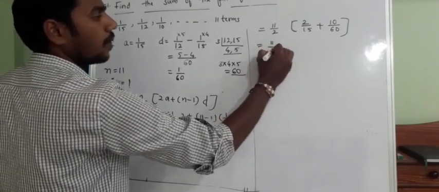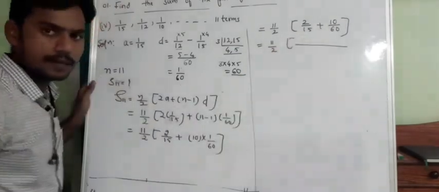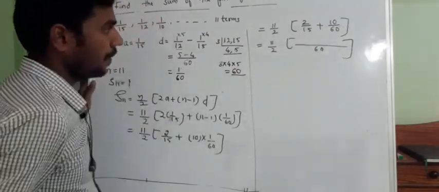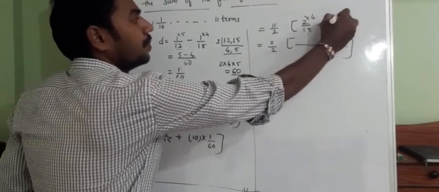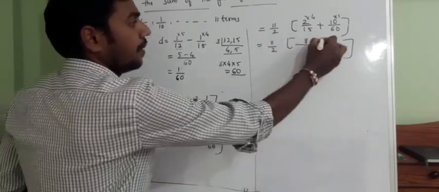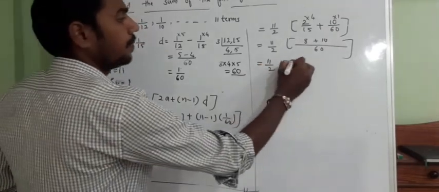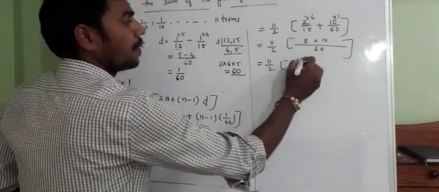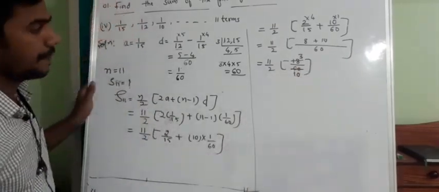Directly see 11 by 2, 60 is 15 multiple. 15 fours is 60. Then 60 will be the LCM. You can calculate it. 15 into 4, 2 fours are 8 plus 10 ones are 10. So 11 divided by 2 is equal to 8 plus 10, nothing but 18 divided by 60. Fine. Now 6 threes are 18, 6 tens are 60.